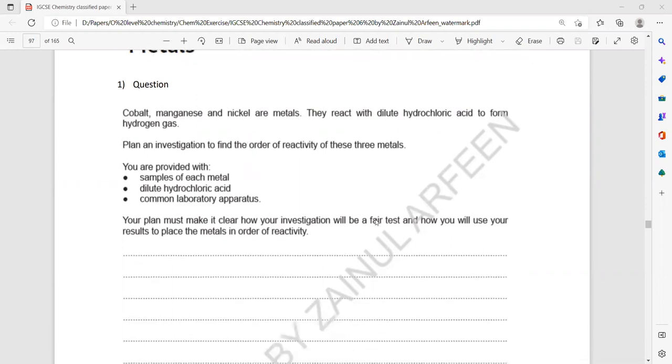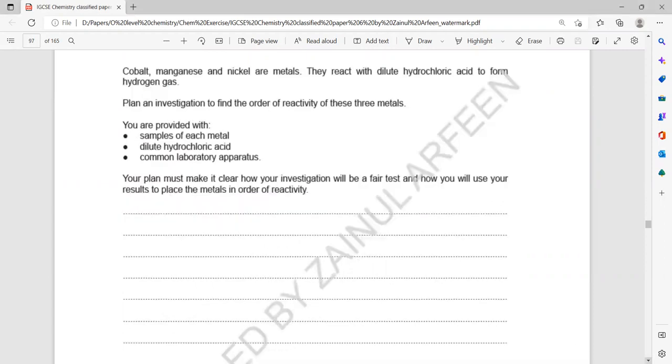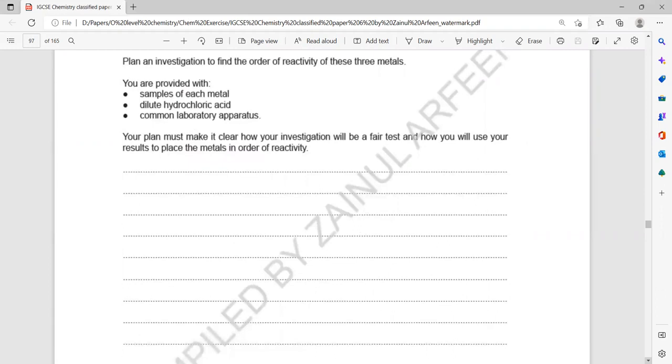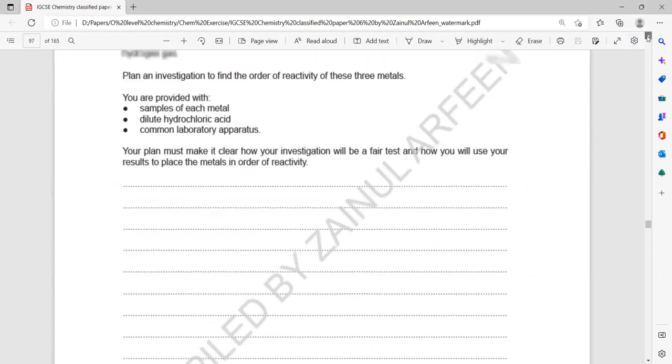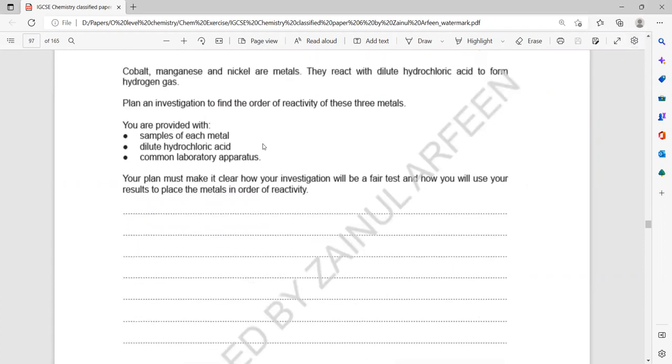So you are provided with a sample of each metal and dilute hydrochloric acid. Common lab apparatus is also available. Your plan must make it clear how your investigation will be a fair test and how you use your results to place the metals in order of reactivity. We don't have to say which is more or less reactive, we just have to plan how the experiment can be done.